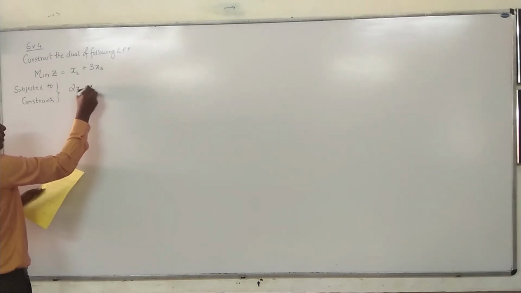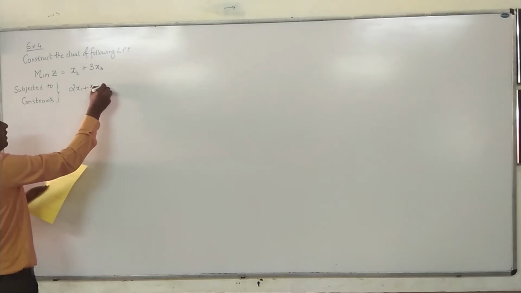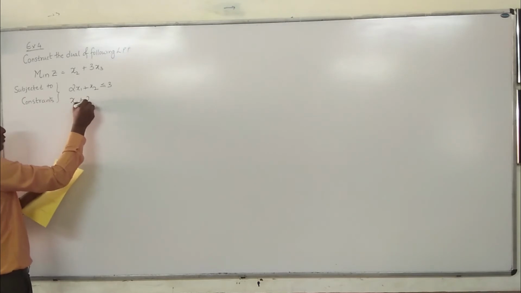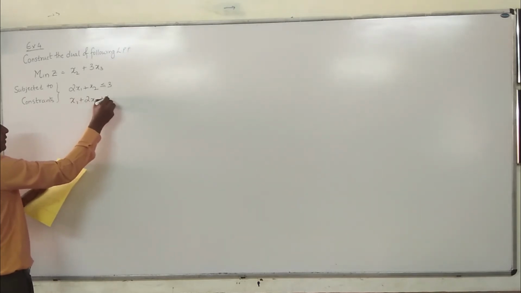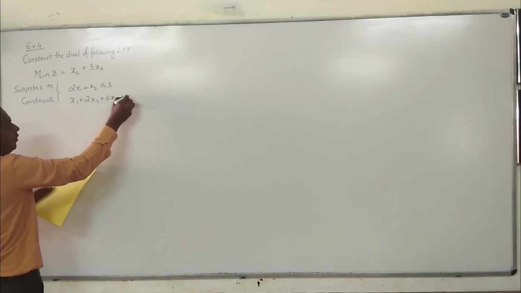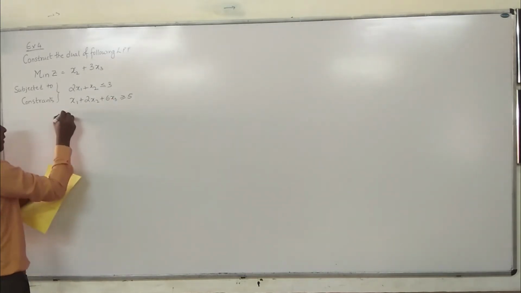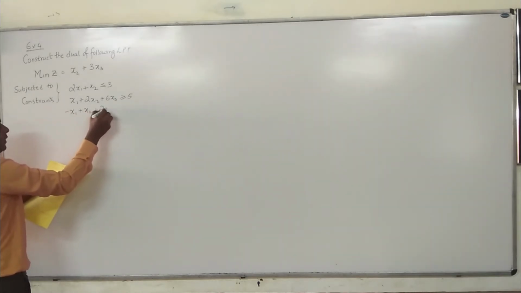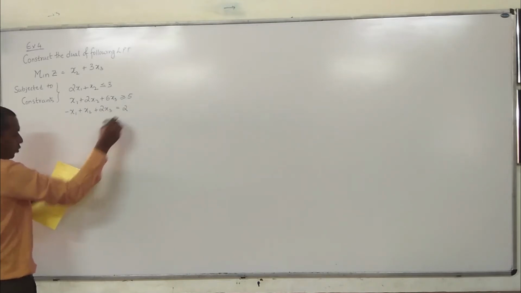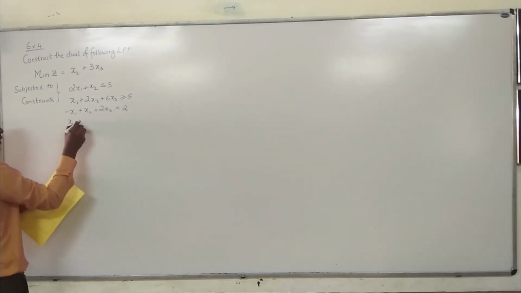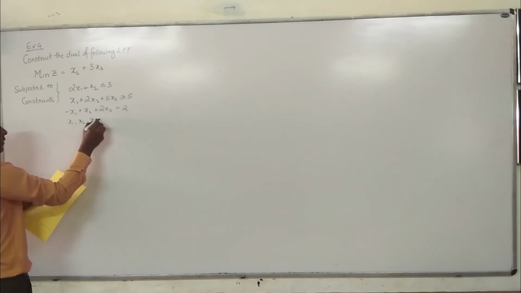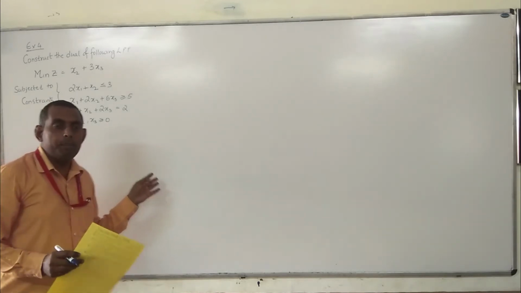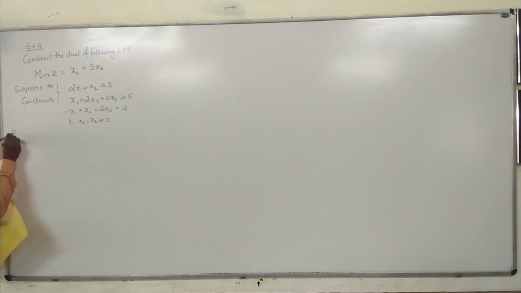2x1 plus x2 is less than or equal to 3, followed by x1 plus 2x2 plus 6x3 is greater than or equal to 5, minus x1 plus x2 plus 2x3 is equal to 2, whereas x1, x2, x3 are greater than or equal to 0. So this is the given primal problem. Find the solution.